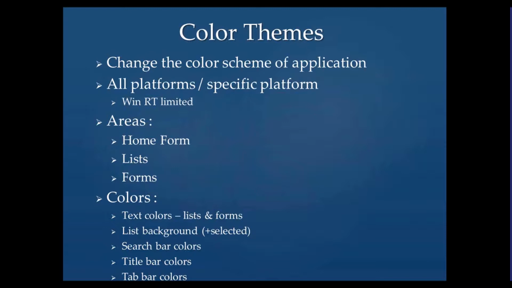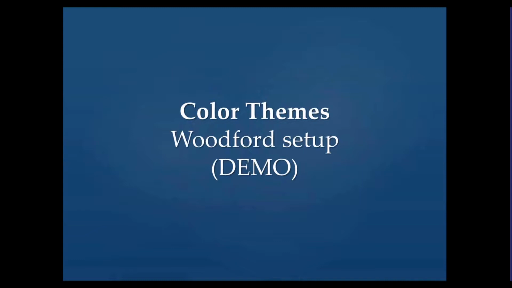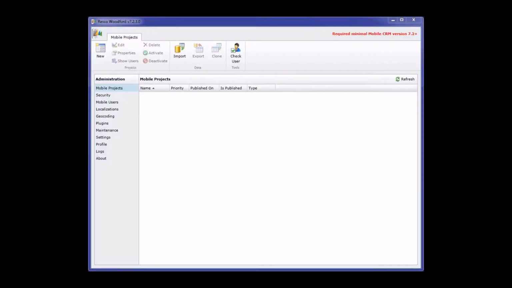However, on all the other platforms, you can customize almost anything, starting from the home form colors to lists and forms and colors there. You can change text colors, list background, foreground colors, even selected row color, and even search bar, title bar, and tab bar. I think it's best to show you this, so let's switch to our customization tool, Woodford, and start customizing the colors.